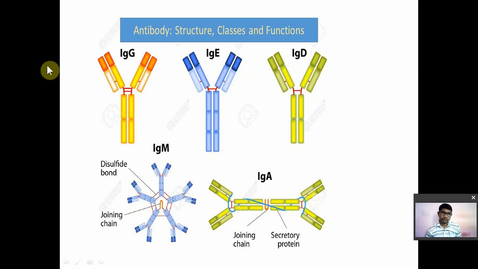So immunoglobulin G is a monomer, it has only one unit. Immunoglobulin E is also a monomer, and immunoglobulin D is also a monomer. Immunoglobulin M is made of 5 monomers, therefore it is known as a pentamer, and the monomers are joined together by disulfide bonds. Like the other immunoglobulins, immunoglobulin A is a dimer. It is made of two monomers, again joined by disulfide bonds. So this is the diagram. We will see the individual features now.